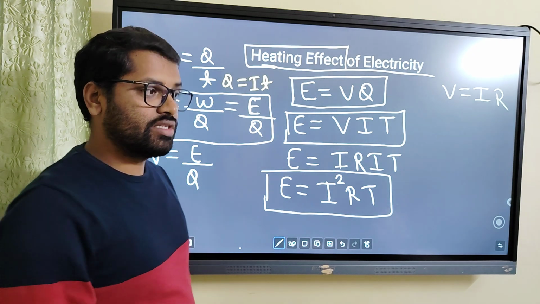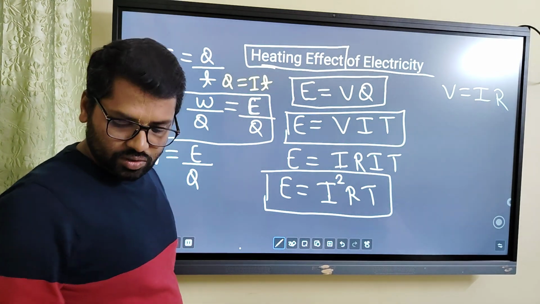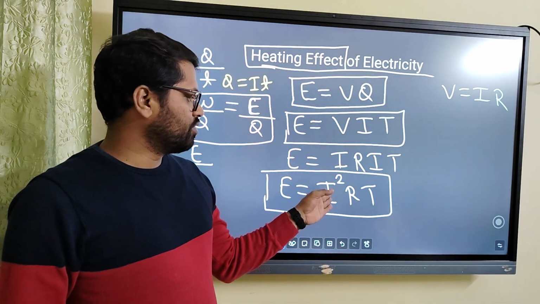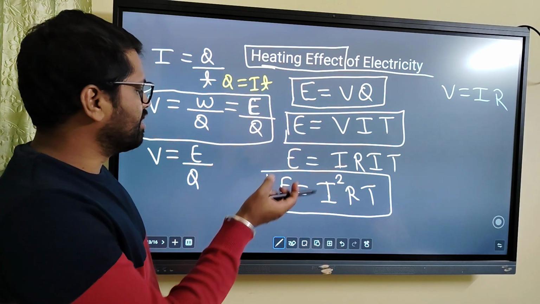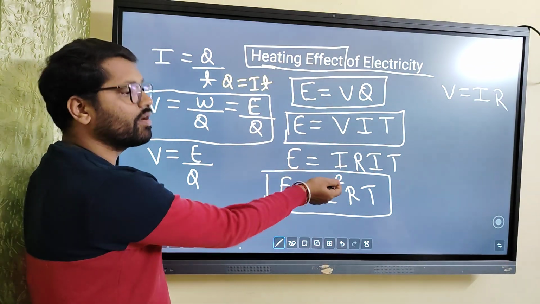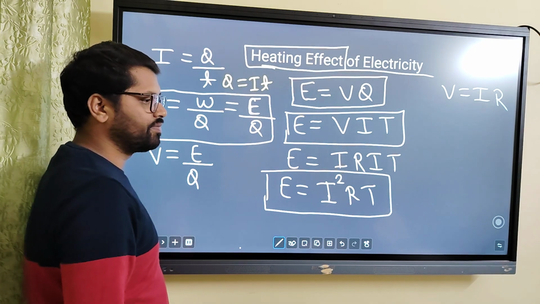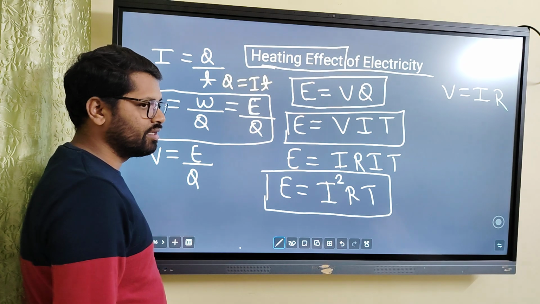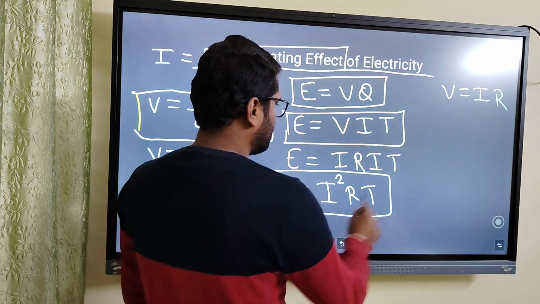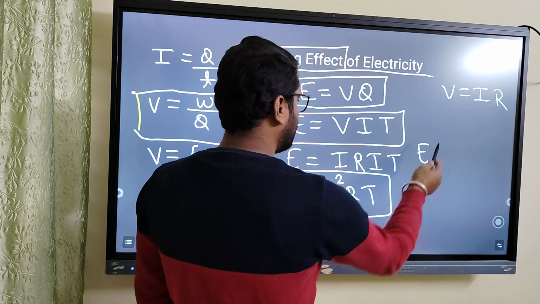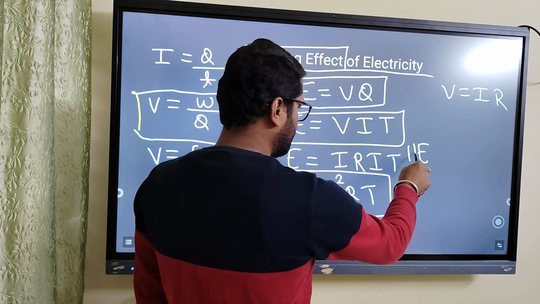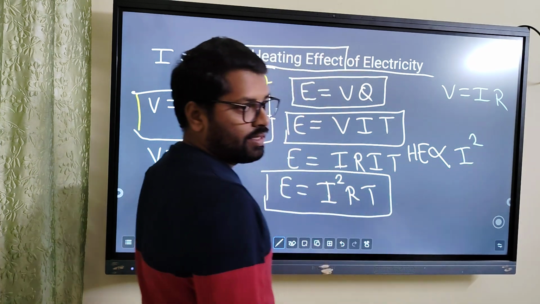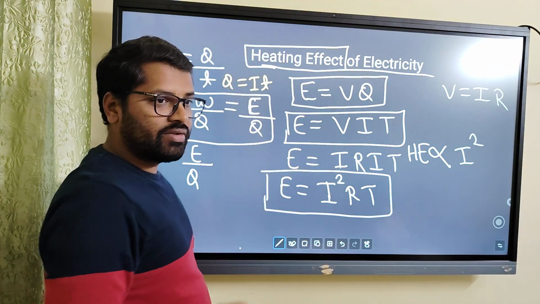And who has given that? We say Joule's law. Joule's law has been asked in exams many times, in the board exam. What is Joule's law? If they ask about Joule's law, you will say that heat energy is directly proportional to the square of current. What is I? Current. What is R? Resistance. What is T? Time. So heat energy, you can write H, is directly proportional to I square. Correct?